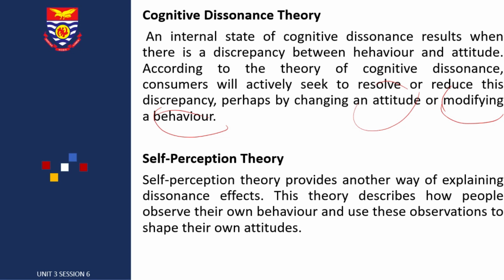Now, self-perception theory. Self-perception theory provides another way of explaining dissonance effects. This theory describes how people observe their own behavior and use this observation to shape their own attitudes. So some people perceive themselves, and as a result, they try to shape their own attitude. I did this. What was the perception? What was I thinking? Probably something made you do that particular thing, and because of that, you want to perceive yourself in order to shape or change your own attitude.